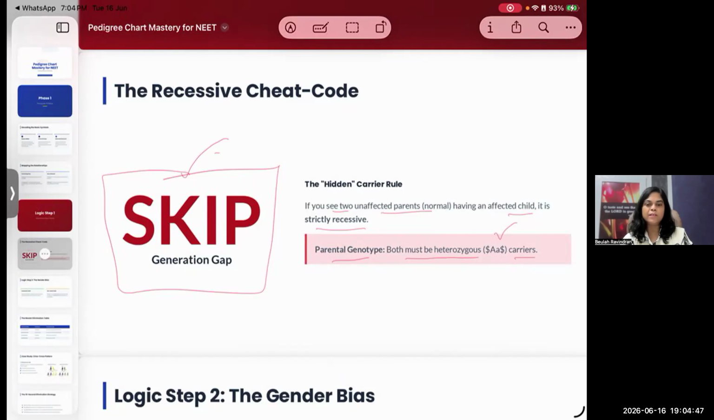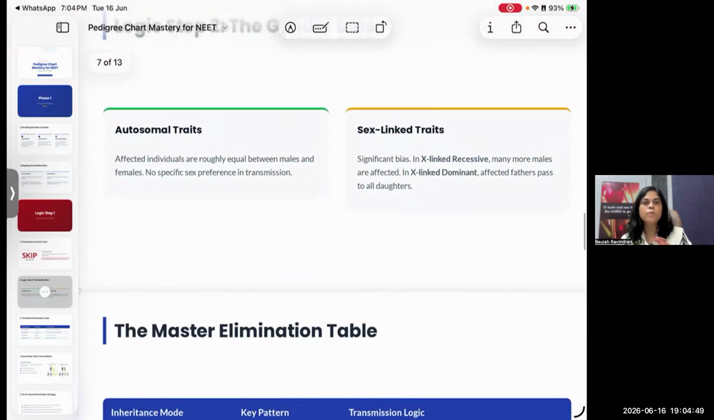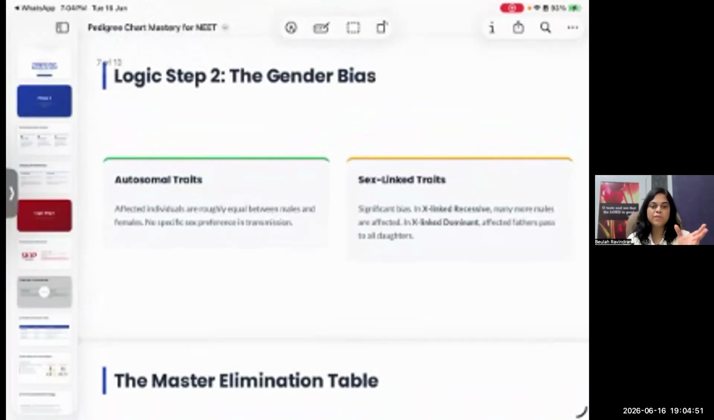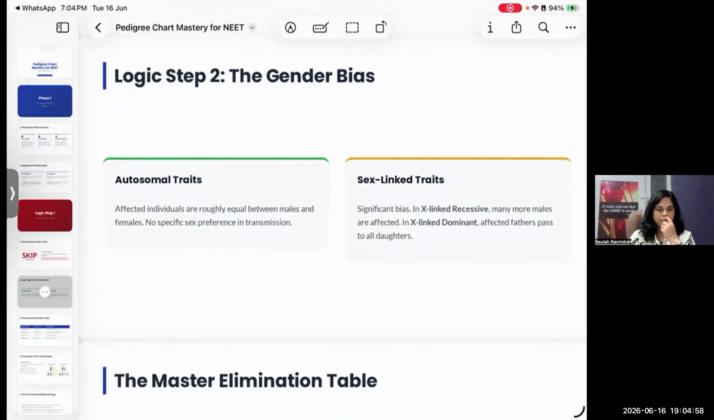And then you must know the gender bias. What is meant by autosomal traits? Affected individuals are roughly equal between males and females. There is no specific sex preference in transmission. Autosomal means irrespective of sex, affected individuals are roughly equal between male and female.